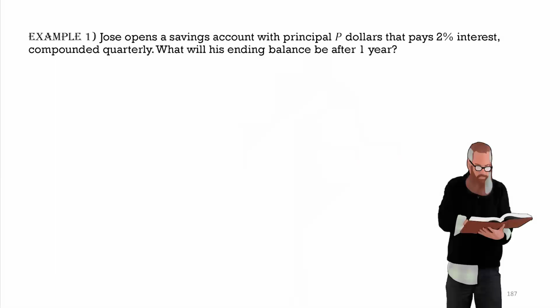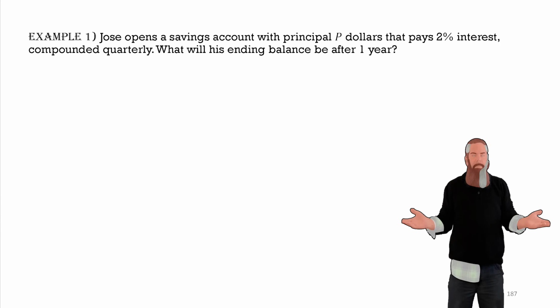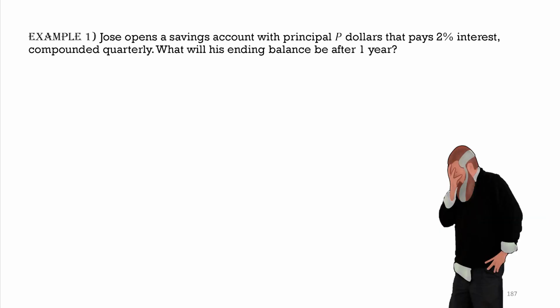Here, we will solve some compound interest problems and then look for a pattern to derive the compound interest formula. Joe opens a savings account with principal P that pays 2% interest compound quarterly. What will his end balance be after 1 year?